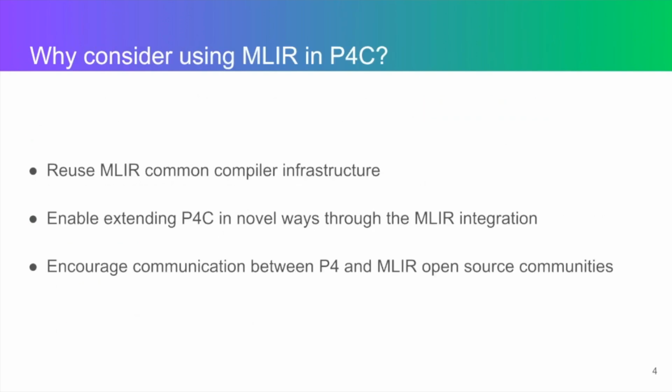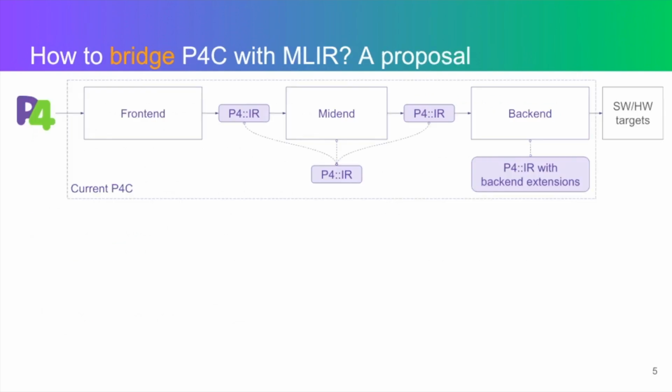So the next question is, why would we consider using MLIR in P4C? And I have thought of several potential reasons. One is to reuse the MLIR common compiler infra, which might save some maintenance costs on the P4C side. Second, it might enable extending P4C in some new ways. And third, this might encourage communication between the two open source communities, which might be a good thing in general. So then the question is, how can we achieve that?